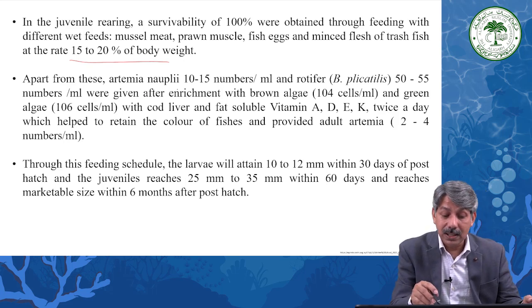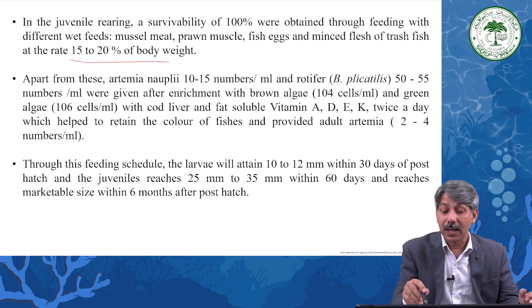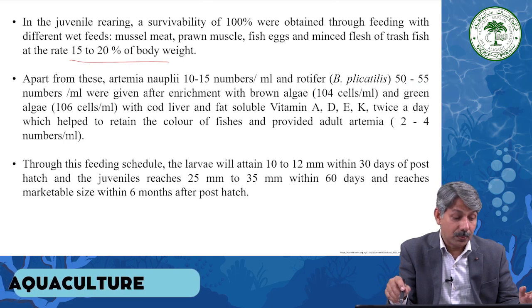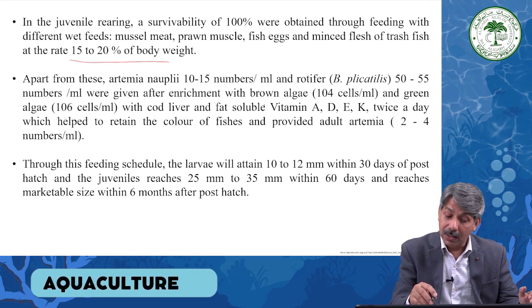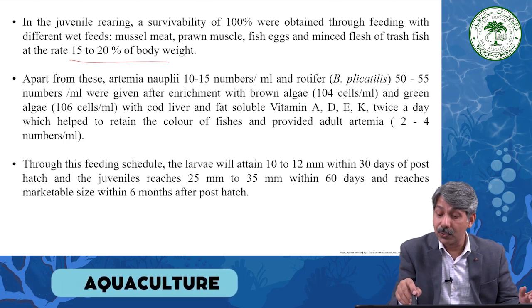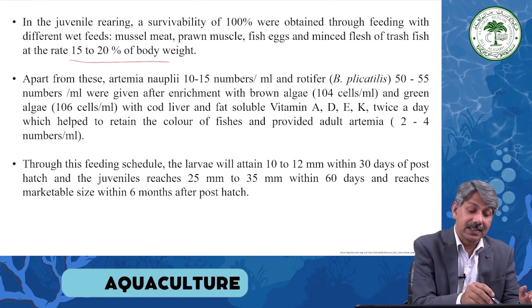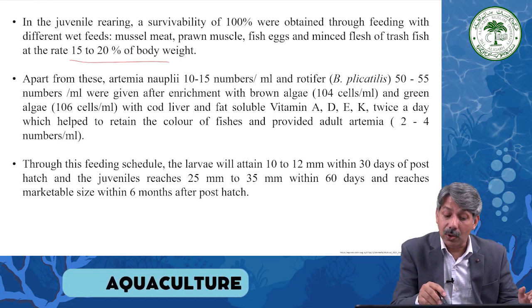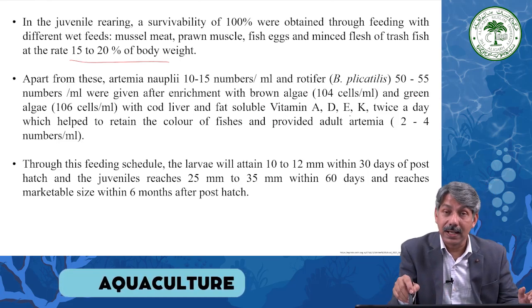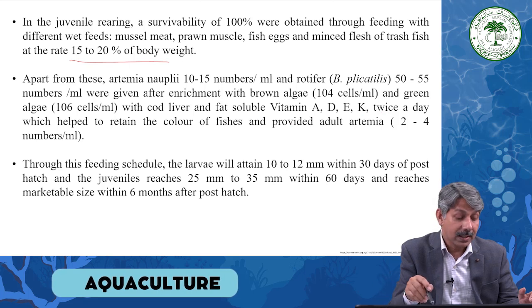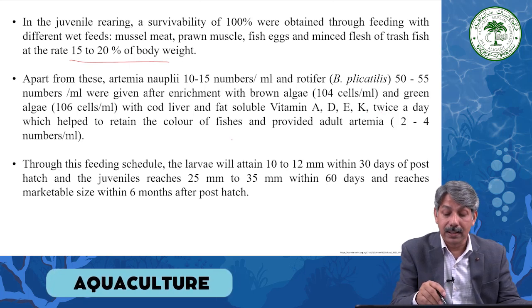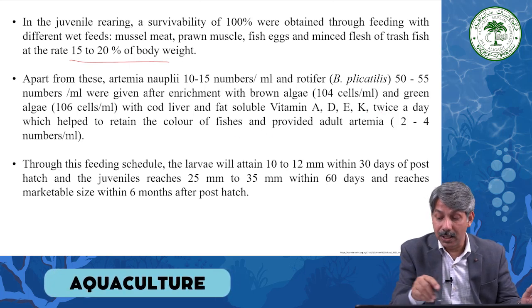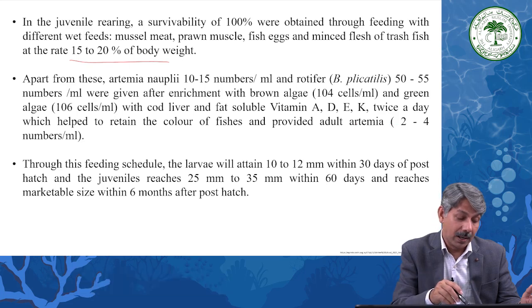Apart from these, Artemia nauplii 10 to 15 numbers per ml and rotifer 50 to 55 number per ml were given after enrichment with brown algae 10^4 cells per milliliter and green algae 10^6 cells per milliliter, with cod liver oil and fat soluble vitamin A, D, E, K twice a day, which help to retain the color of the fishes, and provided adult Artemia 2 to 4 numbers per ml.